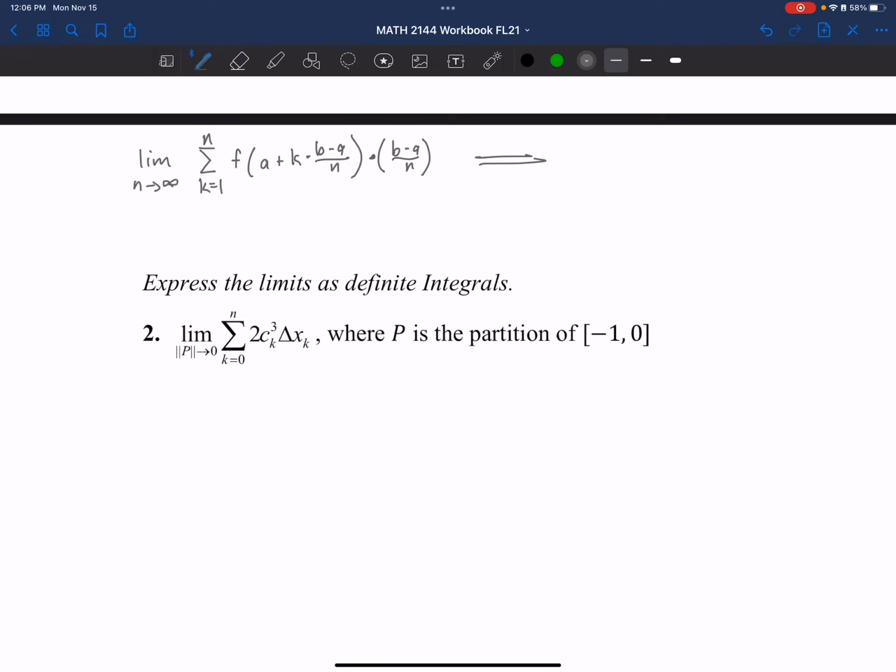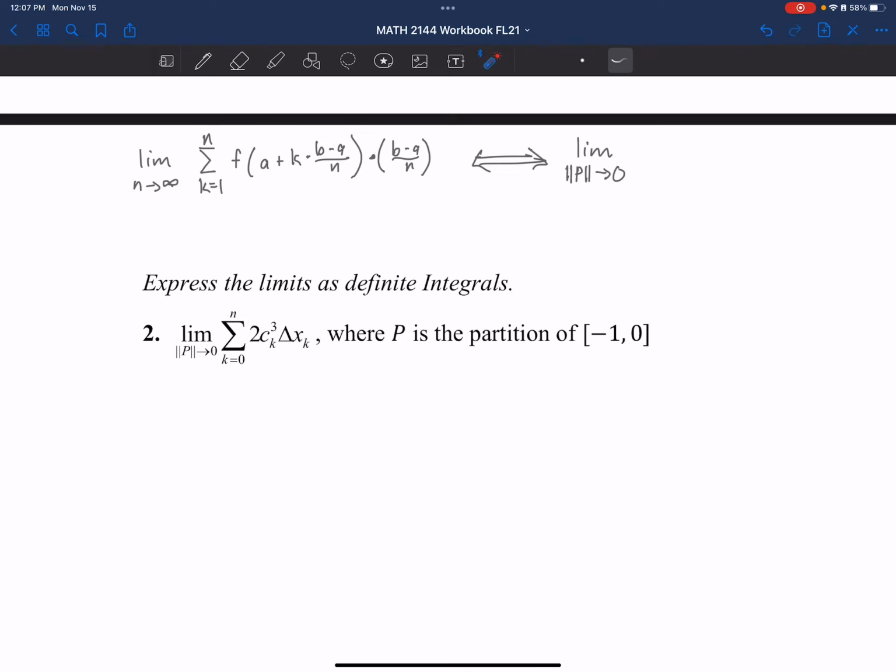But a more general statement is to consider the limit as the norm of p goes to 0. Does anyone remember what p stands for? It was back from section 5.2. Partition. Remember that p represents partition. Those vertical bars next to it stand for the norm. Does anyone remember what the norm of a partition is? It's the largest width on the partition.